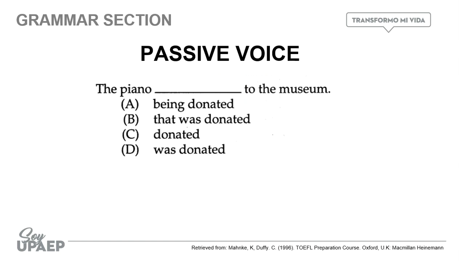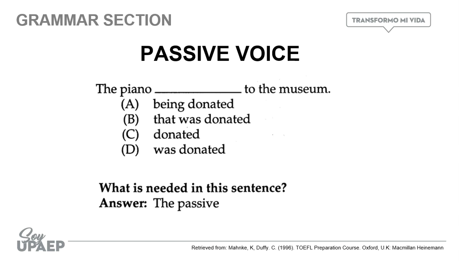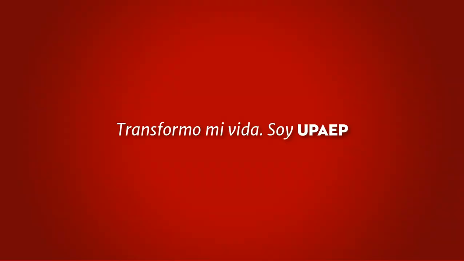Okay, what about this one? Which option completes the sentence? The piano blank to the museum. Okay, so we have being donated, that was donated, donated, or was donated. So for this one, we need the passive, and the answer is letter D, was donated. Okay? So, remember, before trying to convert any sentence from active to passive, it would be important that you check the tenses in English. Okay? So, go back to the model, do the exercises, and see you next time.